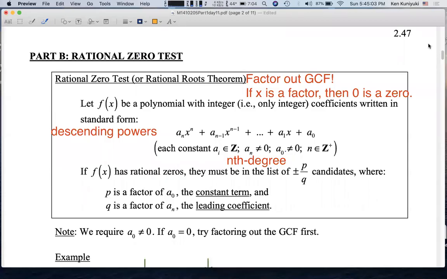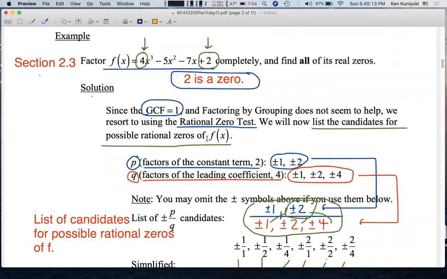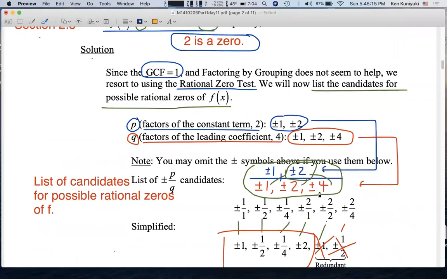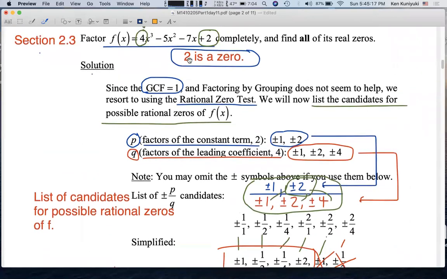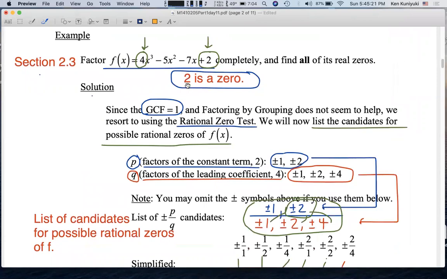Hi everyone, let's state the rational zero test or rational roots theorem, which is what the little bird applied to this polynomial over here to figure out the list of candidates of possible rational zeros for this function. Therefore, making it easier for the bird to guess that 2 is a zero, as opposed to say 3 or negative 1/3.